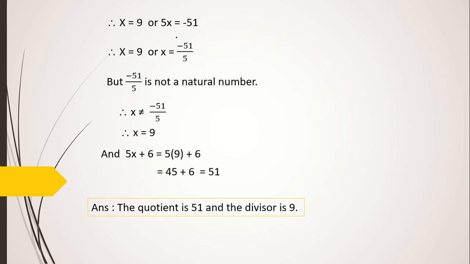Okay. But this minus 51 upon 5 is not a natural number. So we cannot choose that value. Right. Therefore, it cannot be taken because it is a natural number. It is given in the question. Therefore, x is equal to 9 and 5x plus 6 is equal to 51. So we get quotient is 51 and the divisor is 9.